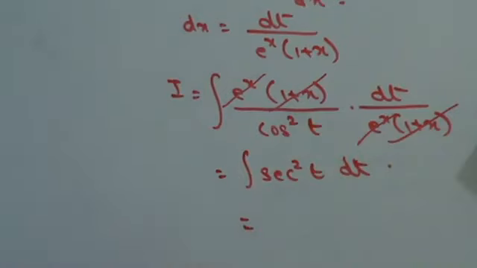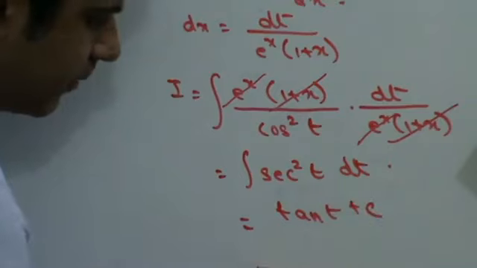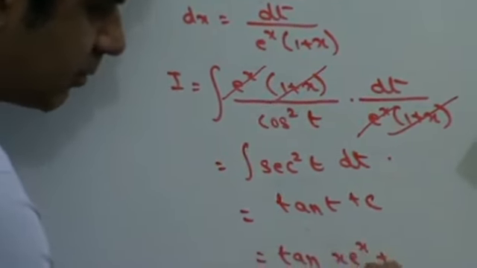Right? Integral of sec square t is nothing but tan t plus c. Resubstitute the value: tan of e raised to x plus c. That will be the answer. Next, let's move on to the next one, guys.